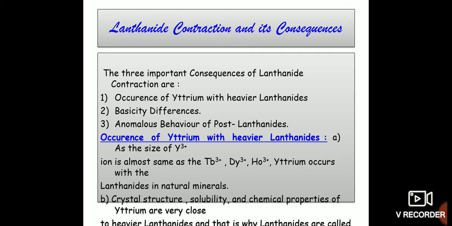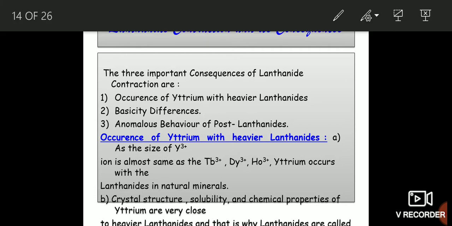Yttrium is a d block element, but it occurs in nature along with the lanthanides. Why? Because the size of the yttrium 3+ ion is almost the same as terbium, dysprosium, holmium. Yttrium occurs with lanthanides in natural minerals. Also, the other properties like crystal structure, solubility, and chemical properties are very close to heavier lanthanides, and that is why these lanthanides are called yttrium earths. Because of the occurrence of yttrium with heavier lanthanides, these lanthanides are known as yttrium earths.